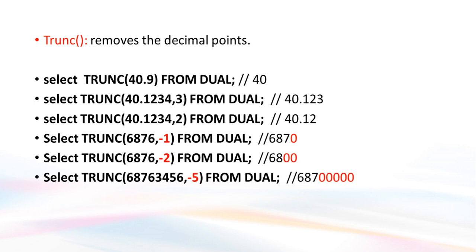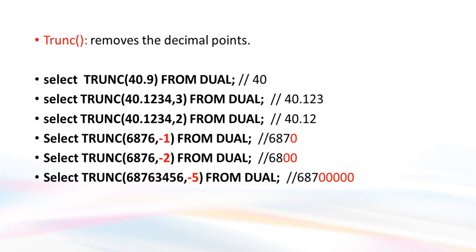Now if I pass negative numbers, for example here 6876, this is not a decimal number, this is a different thing. I am providing a negative value. Then what will happen is 687 will be printed. Minus 1 means the last digit will become 0. So it will give you 6870. Similarly, if I give minus 2, the last two digits become 0, so it will return 6800.